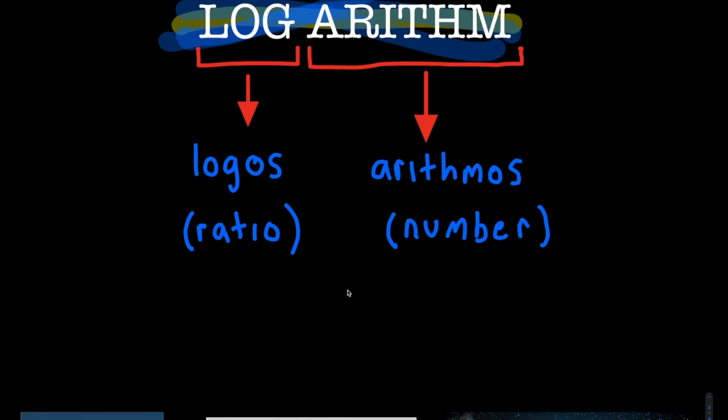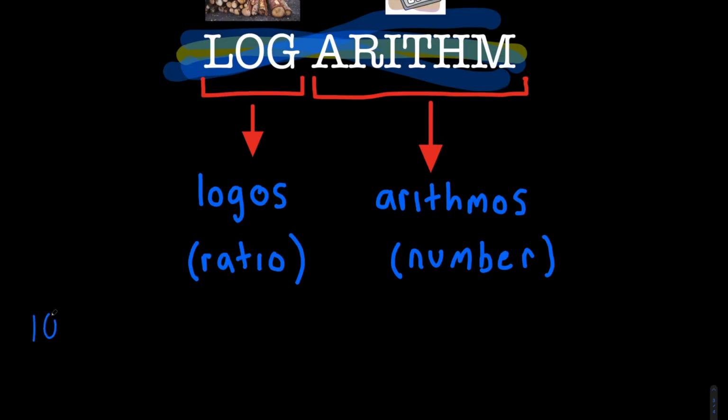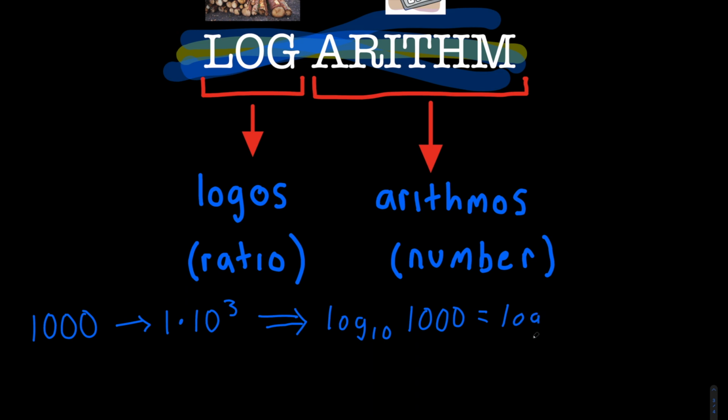So for example, if we have log base 10, we can express 1,000. We know that's the same thing as 1 times 10 to the 3. So that's 3 places to the right of 1, so 3 zeros. So we're able to express that log base 10 of 1,000 is equal to log base 10 of 10 to the 3, which is equal to 3.